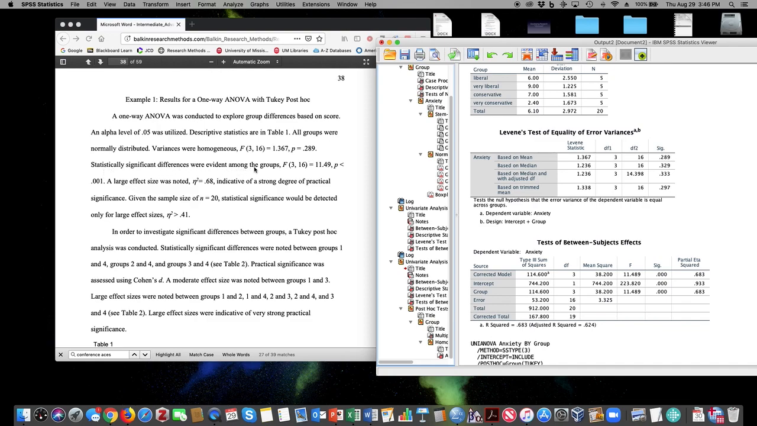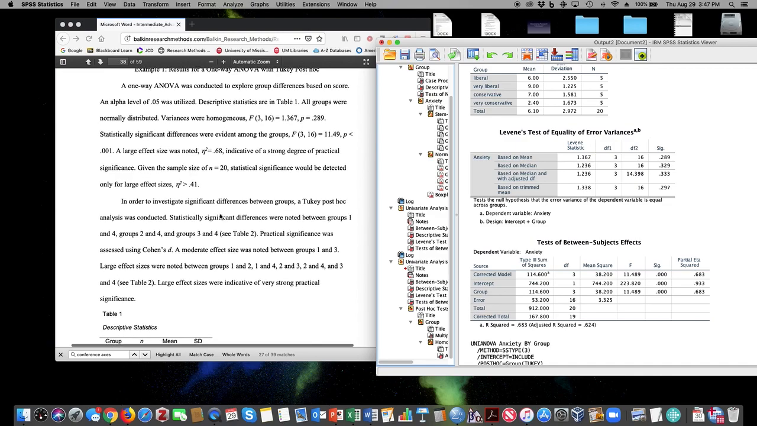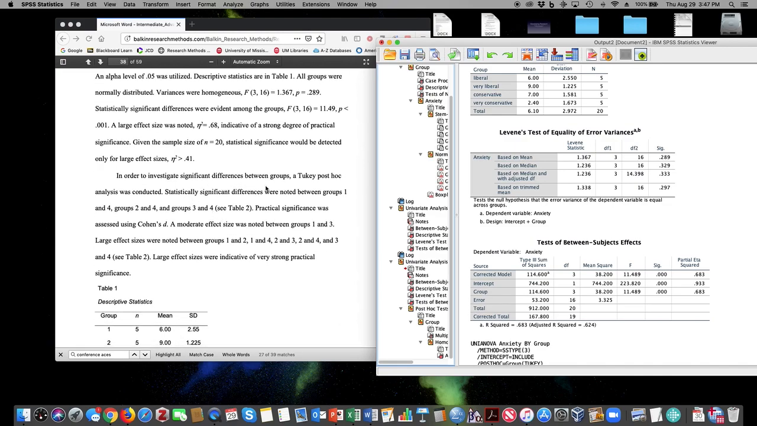Statistically significant differences were evident among the groups. F of 316, see here's my grouping variable, equals 11.49. P is less than 0.001. A large effect size was noted. Eta squared equals 0.68, indicative of a strong degree of practical significance. And then I can run my power analysis, and there's a separate tutorial I have to help you understand the power analysis. In order to investigate statistically significant differences between the groups, a Tukey post hoc analysis was conducted.